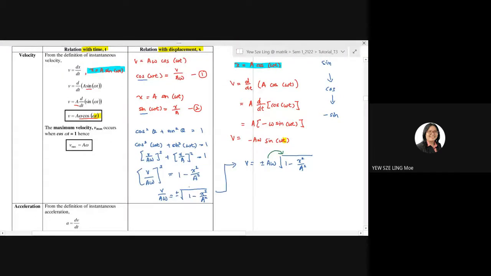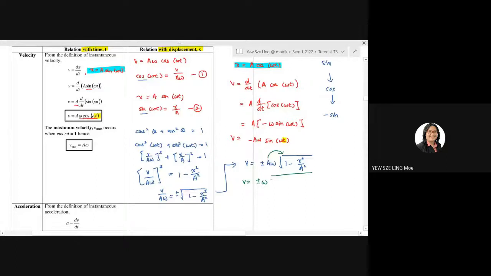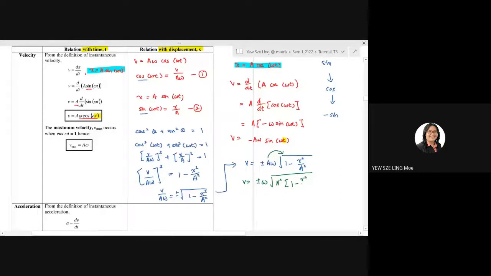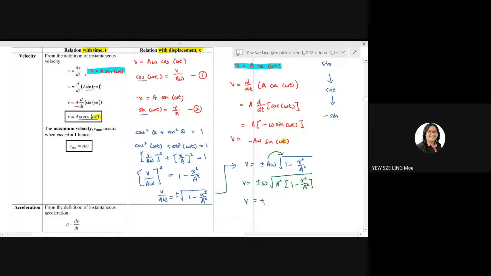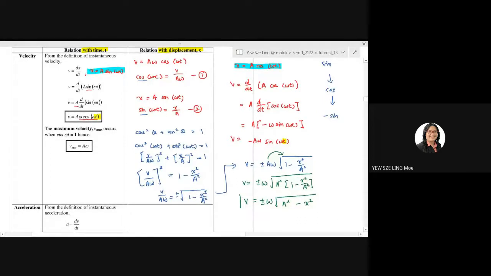So v is then equal to plus minus omega square root of a square times 1 minus x square over a square. I'm going to multiply it into the equation. Therefore, v is then equal to plus minus omega square root of a square minus x square. So this is the answer.